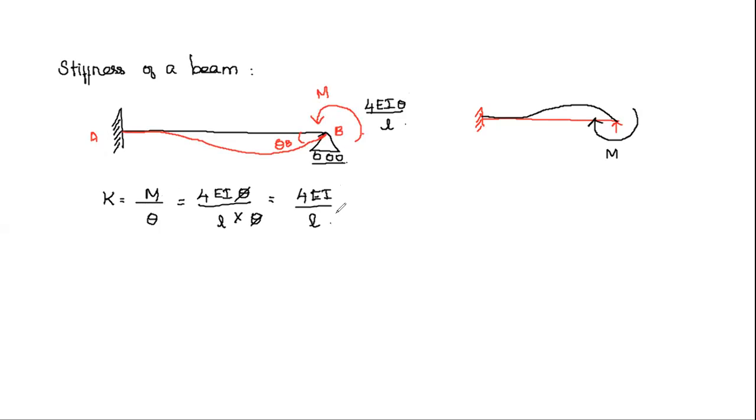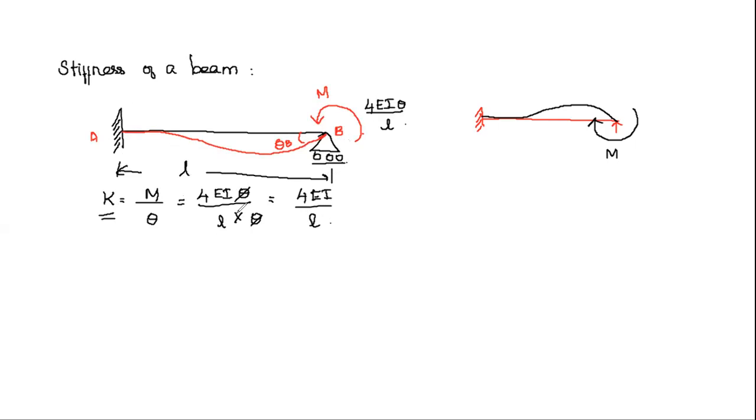So the stiffness of the member BA when the farther end A is fixed, K is equal to 4EI by L, where K is the stiffness of BA at joint B when the farther end is fixed, EI is flexural rigidity, L is the length of the beam, and M is the moment at B.